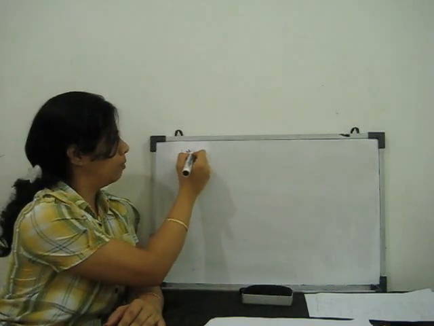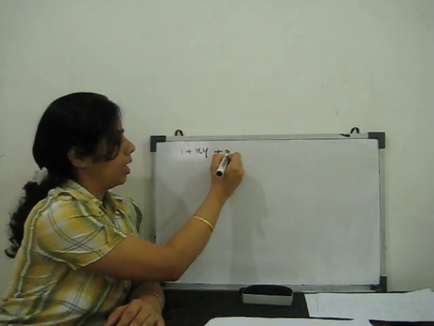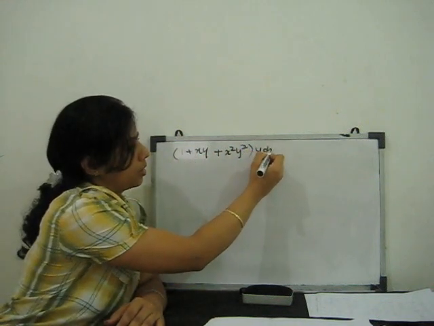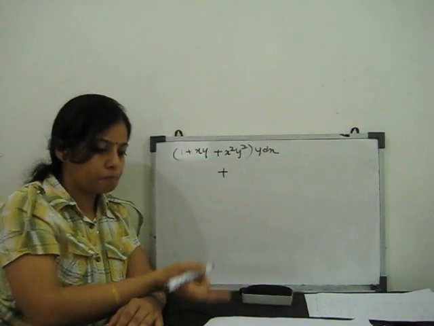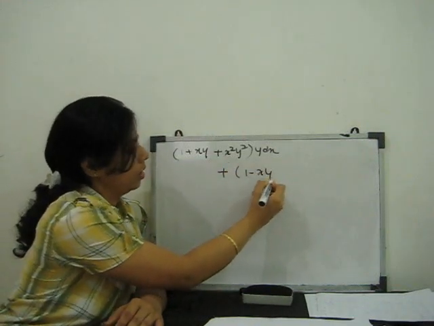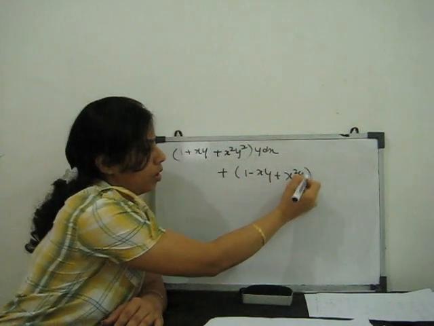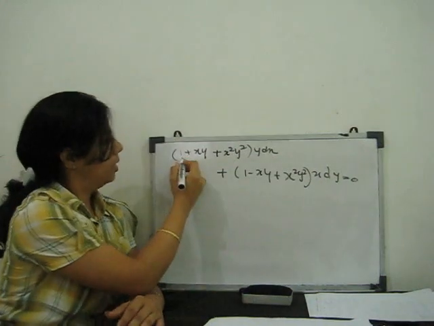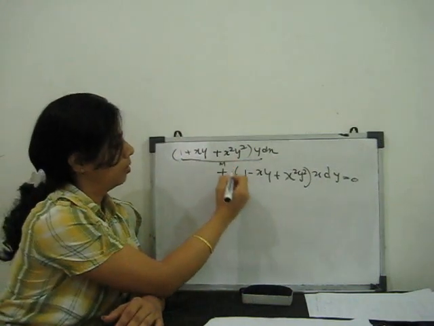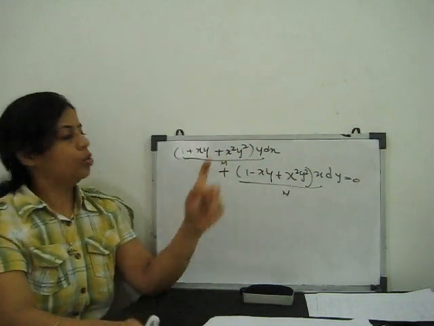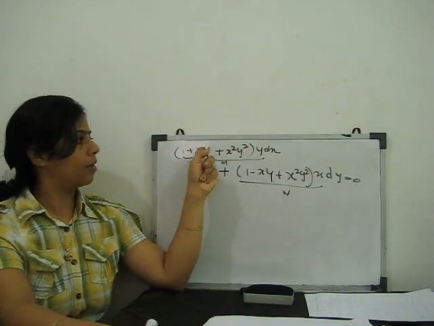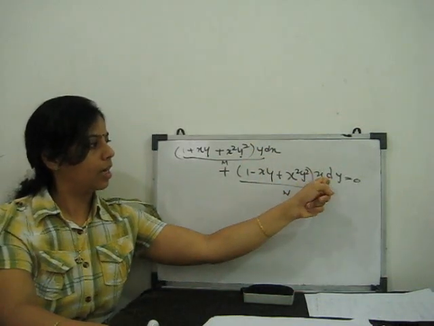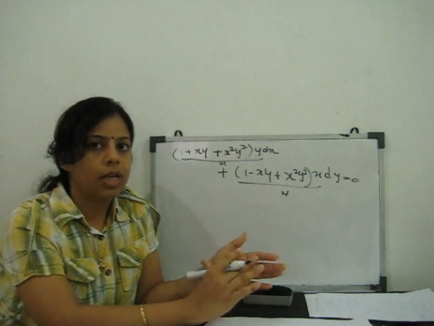y is outside, (1 + xy + x²y²) y dx + (1 − xy + x²y²) x dy = 0. This is M, this is N. You see, M is a function of xy with y multiplied outside, and N is a function of xy with x multiplied outside. So this is what I showed previously.